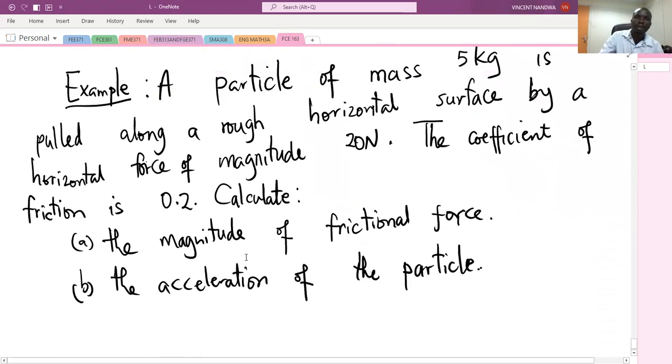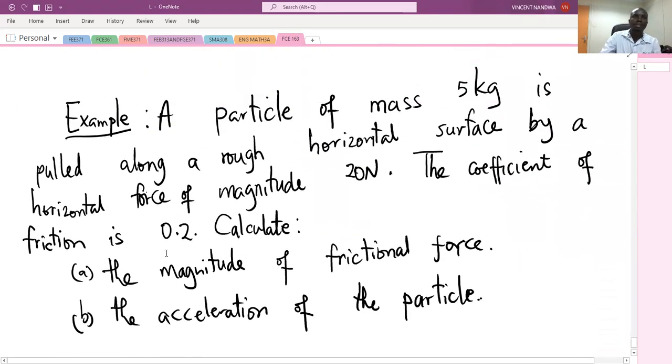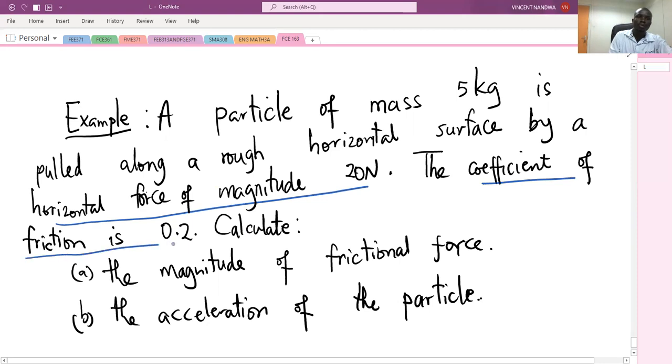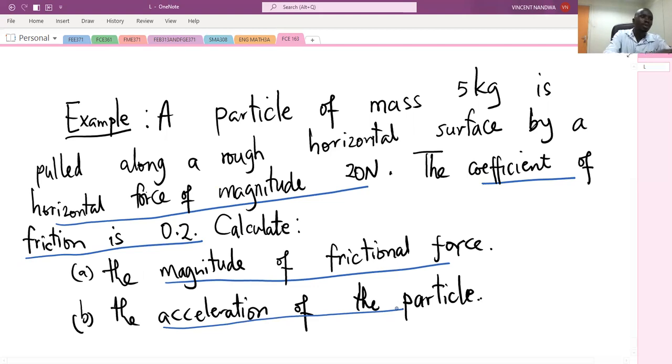So we have a problem here. A particle of mass 5 kilograms is pulled along a rough horizontal surface by a horizontal force of magnitude 20 newtons, and the coefficient of friction is 0.2. Remember, the coefficient of friction has no units. There are two questions. First, find the magnitude of the frictional force, and second, find the acceleration of the particle with this motion. Now, the best thing to do in such a problem is to draw a sketch.